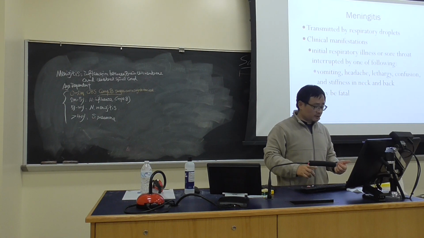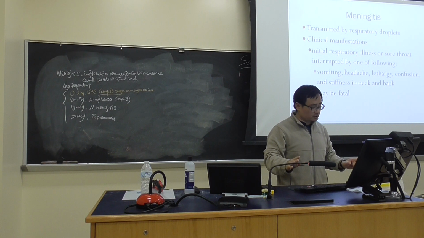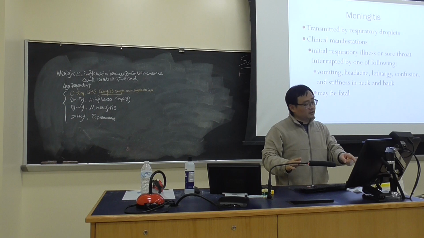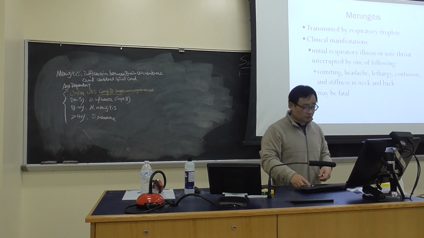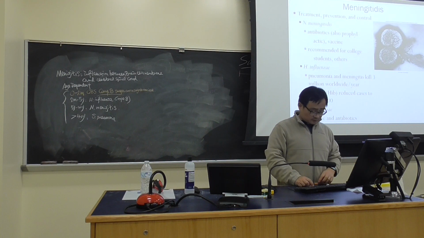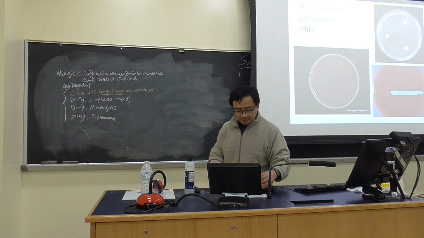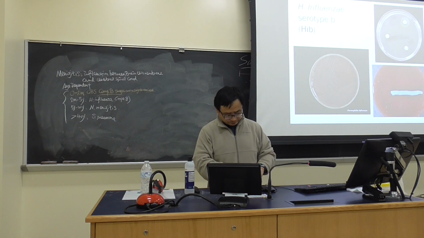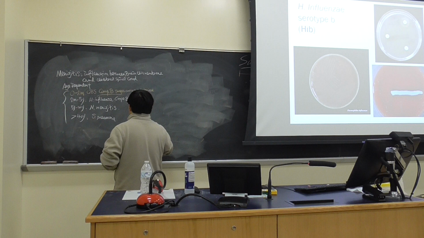So we're going to talk about that. This is what we already mentioned. Meningitis, what are the symptoms? Vomiting, headache, lethargy, confusion, stiffness of neck and back is important, and it may be fatal. It could cause people to die. So we want to mention several things. First of all, we want to talk about Haemophilus influenzae. This is a very interesting pathogen called Haemophilus influenzae.